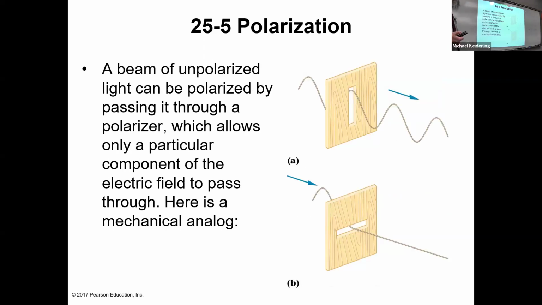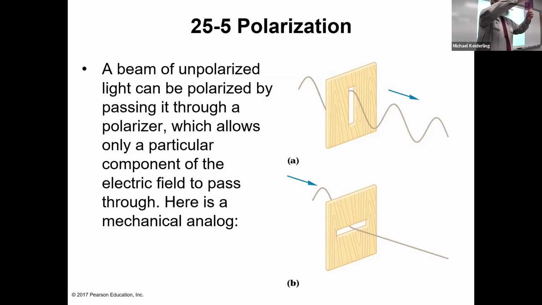Now, a beam of unpolarized light can be polarized by passing it through a polarizer, which is basically a thing with a bunch of slots that only allows a particular component of the electric field to pass through. This is a mechanical analog with a slot. This is an actual polarizing film. So this polarizing film is only allowing the electric field to go up and down, I think.